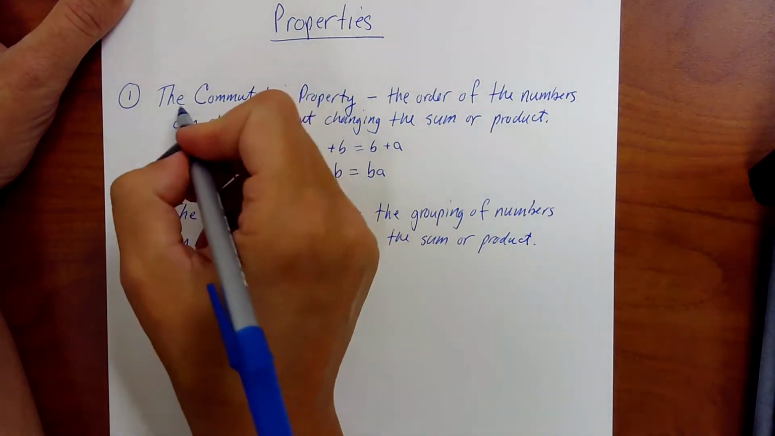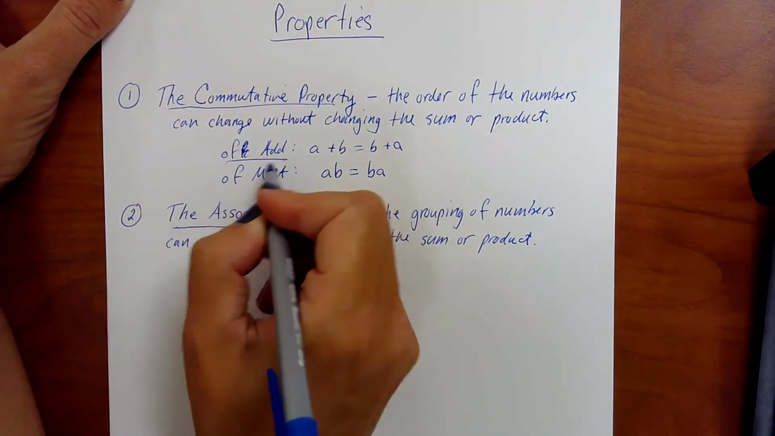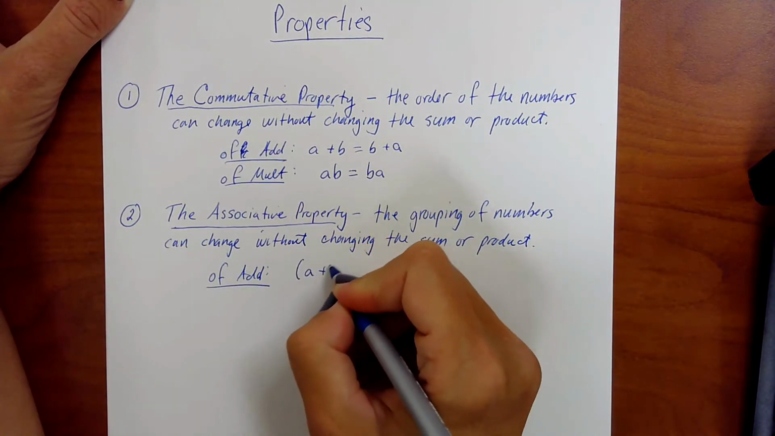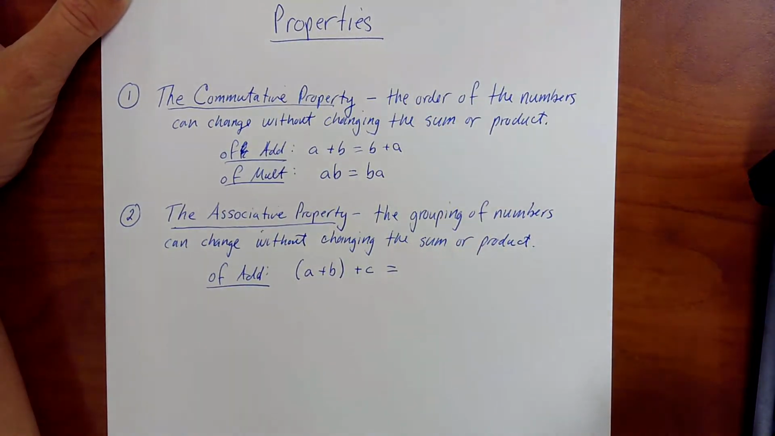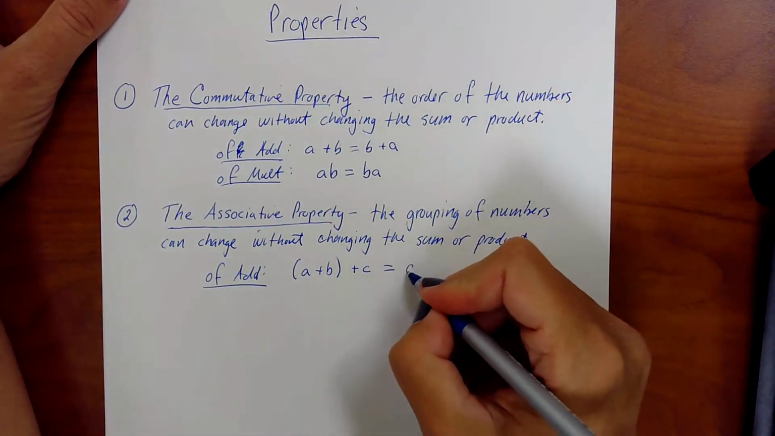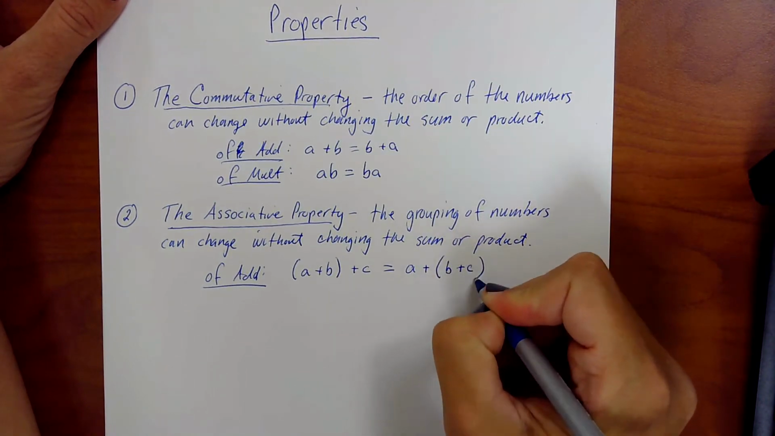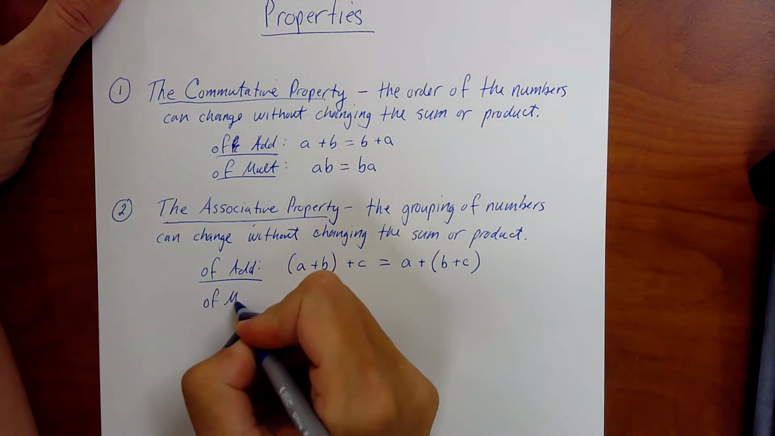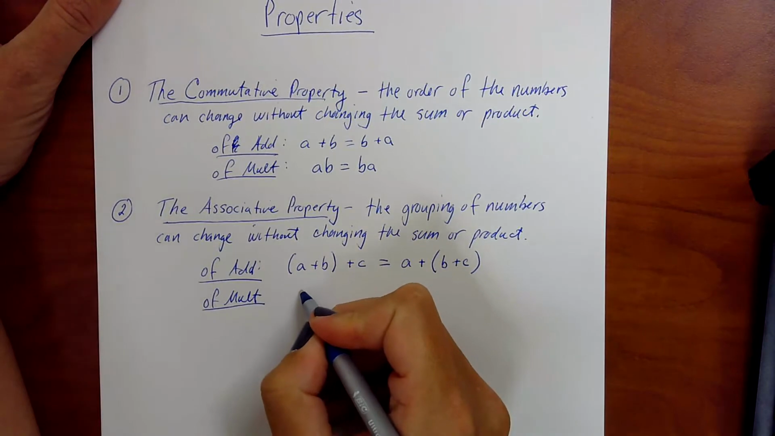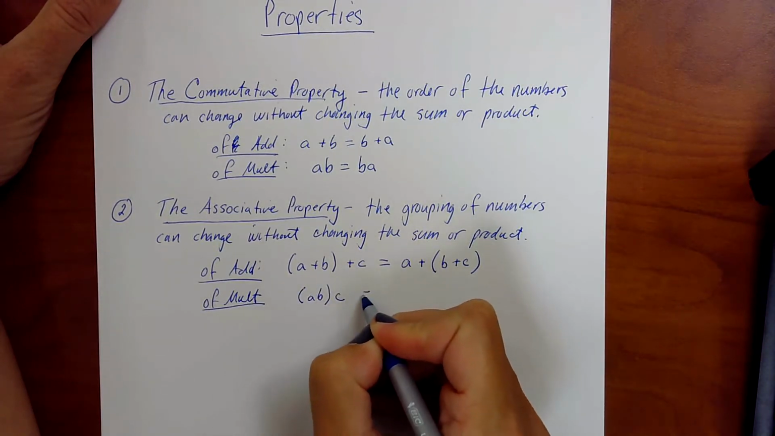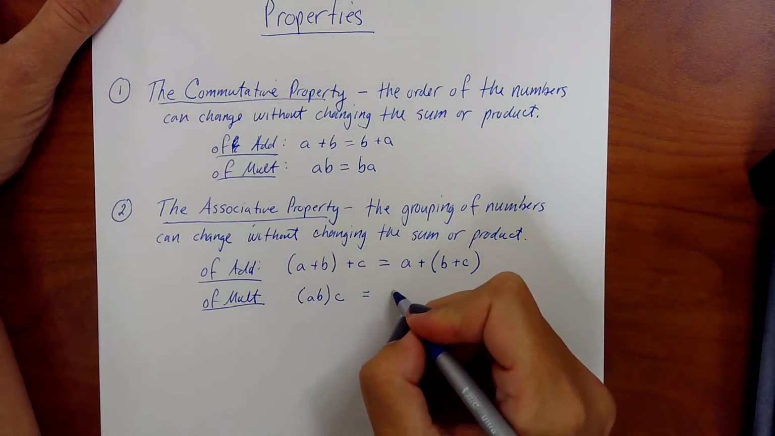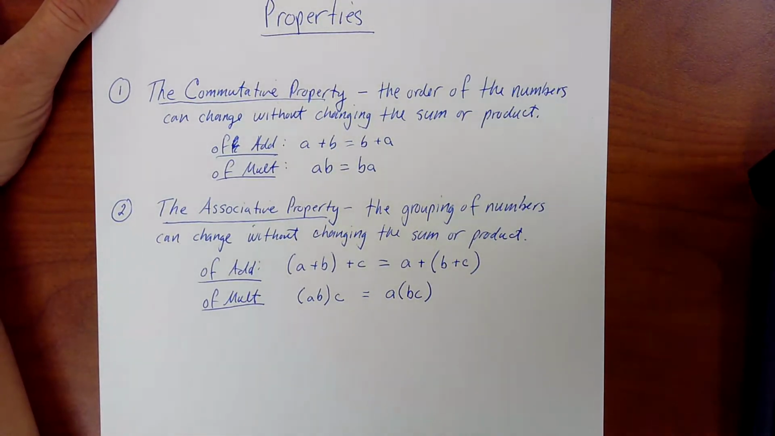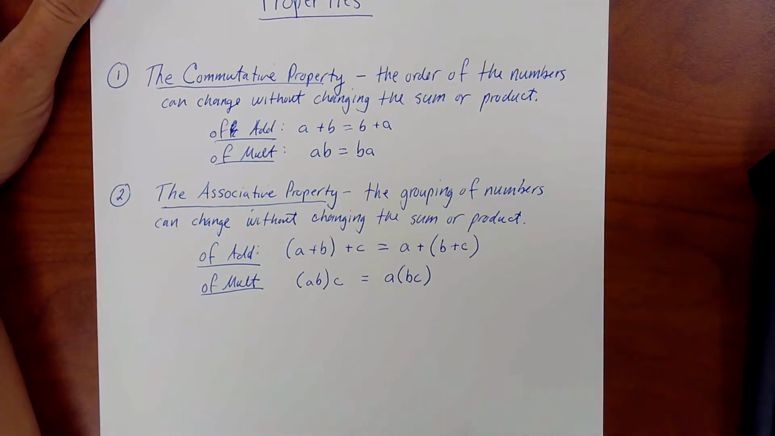So the associative property, let's underline these, of addition would be if you group A plus B and add something else to it, that gives you the same answer if you group the B and the C. Okay, so that's all that means. Same thing for multiplication. So if you group A times B and multiply something else to it, that's going to give you the same answer as if you take A and group B and C together. Okay? So that's the associative property.